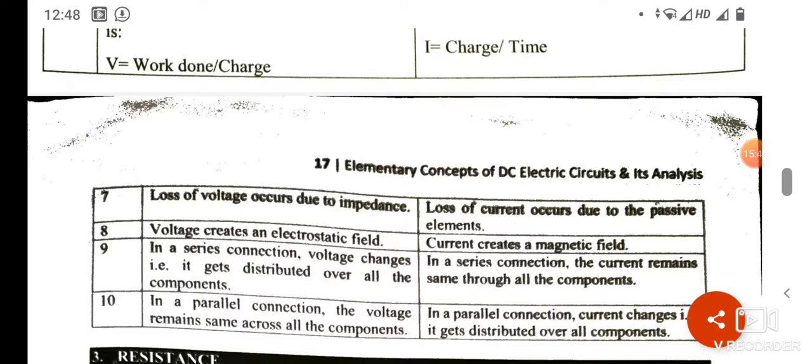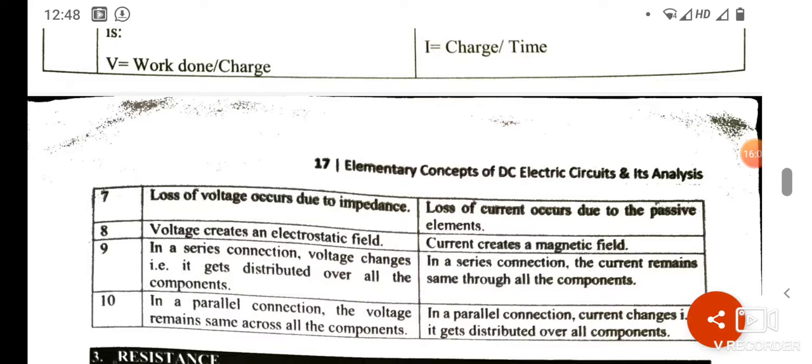Okay, voltage creates an electrostatic force, but current creates a magnetic force. Voltage produces an electrostatic force. Plus and minus charges accumulate on both sides of the terminal, but in the case of current, whenever a current is passed through a conductor, there is a magnetic field associated with that.